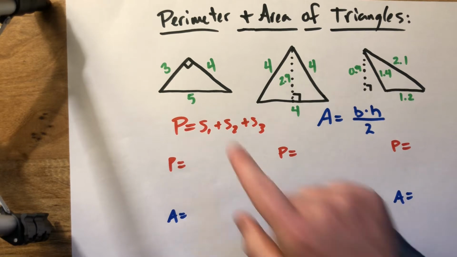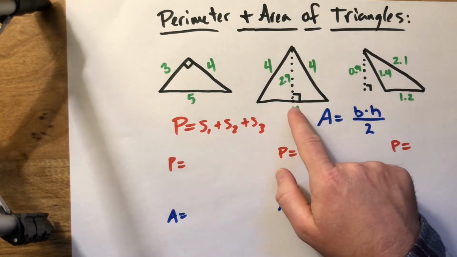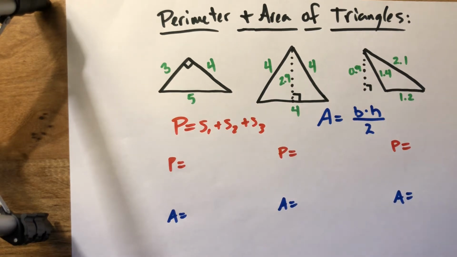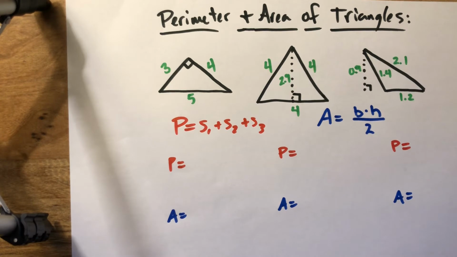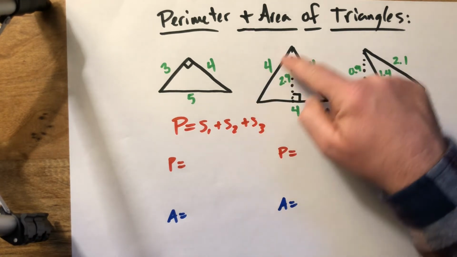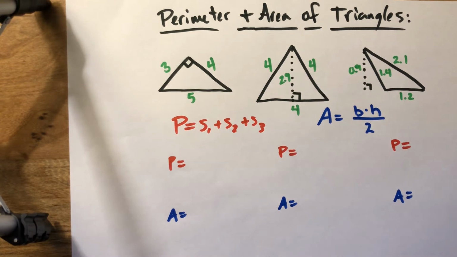The first is a right triangle. It's actually a right scalene triangle. Scalene means no sides are the same. Next, we have an acute equilateral triangle where all sides are the same. Notice that the dotted line does not reference a side of the triangle. Your sides would be 4, 4, and 4. The 2.9 is actually the height and not a reference to the side.